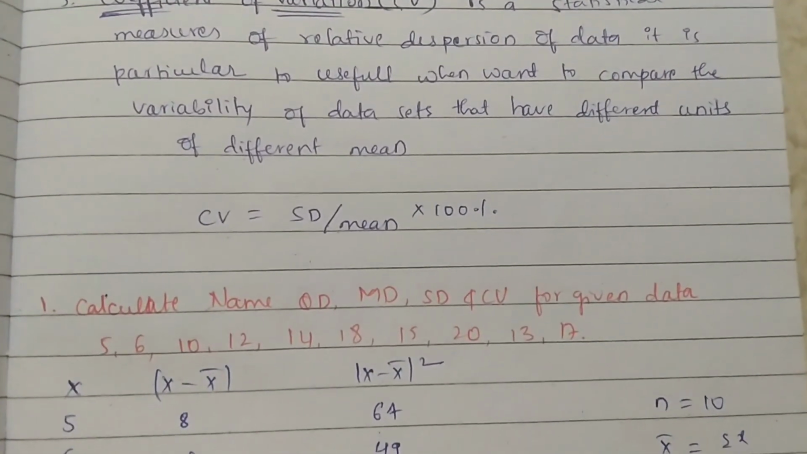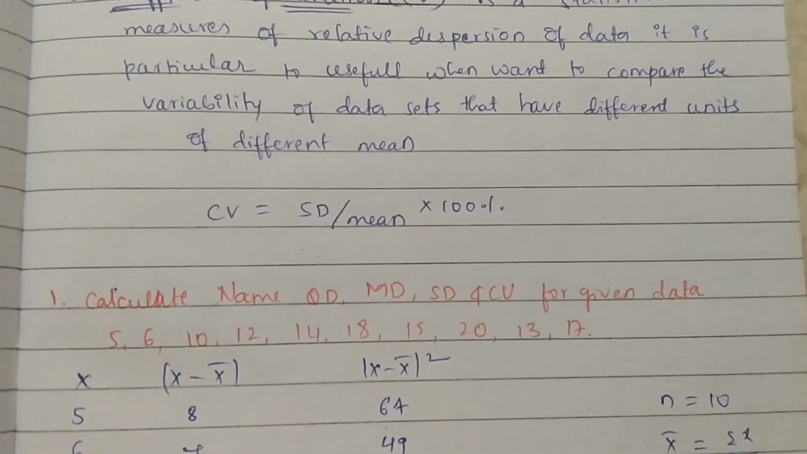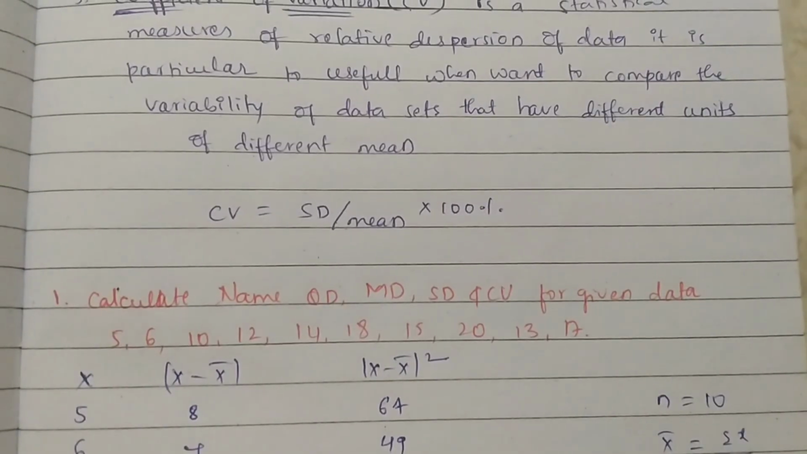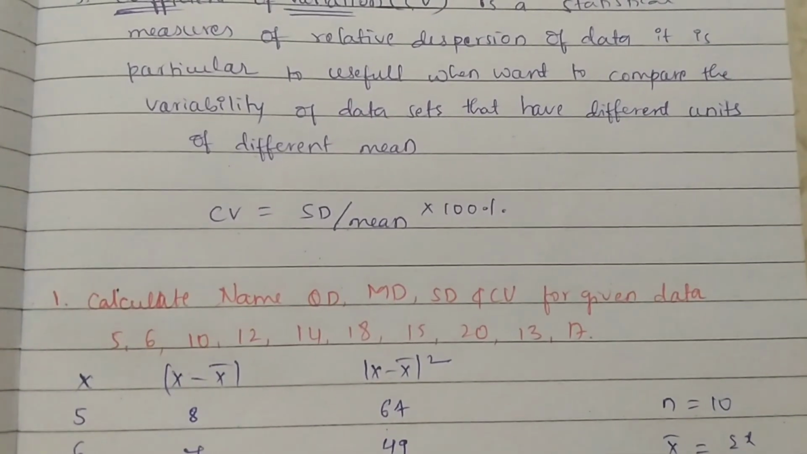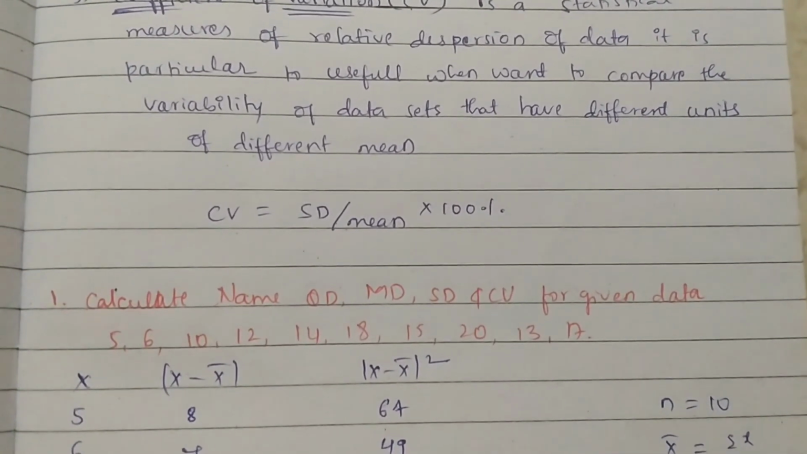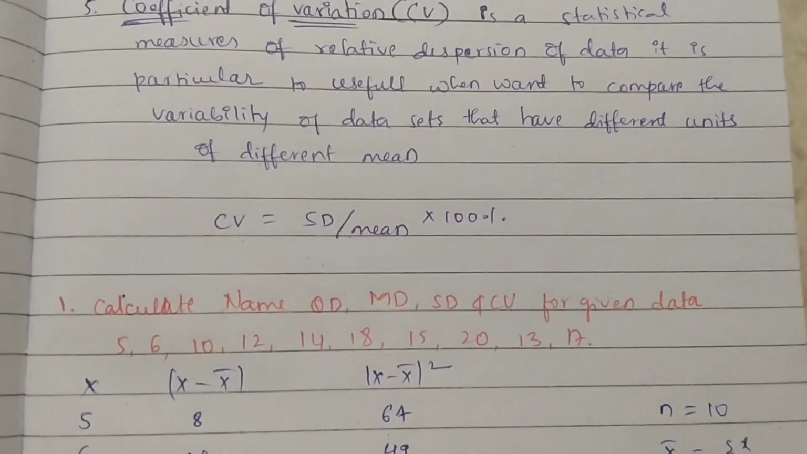So we'll take an example and discuss it with this problem. The problem is calculating the quartile deviation, mean deviation, standard deviation and CV for the given data. They have given the data in a randomly organized way. We have to organize this data in ascending or descending order first, then we'll do the calculations. So we'll take a variable x.